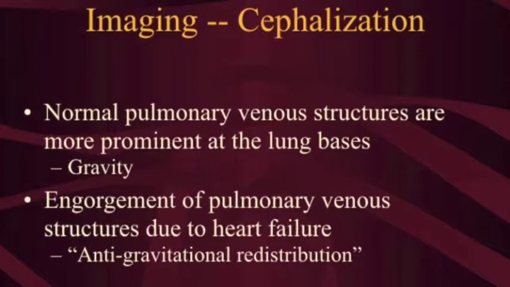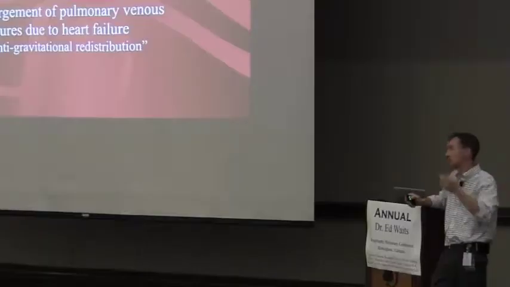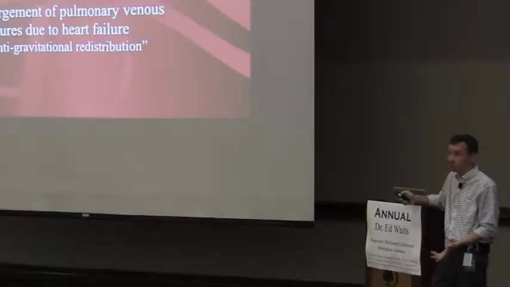Cephalization, I mentioned that earlier. What's that? The cephalad direction is up, right? So basically, normal pulmonary venous structures are more prominent at the lung bases. That's just gravity. If you look at a chest x-ray, it's usually a little bit whiter at the bottom than it is at the top. One of the reasons for that is just because there's more blood flow at the bottom of the lungs than the top. It's just gravity.